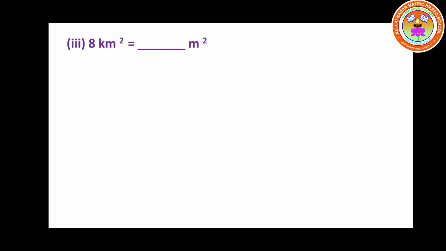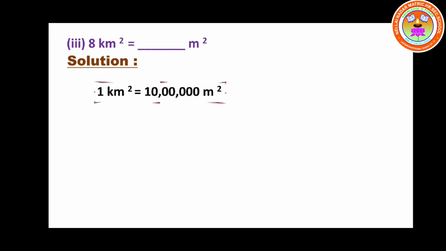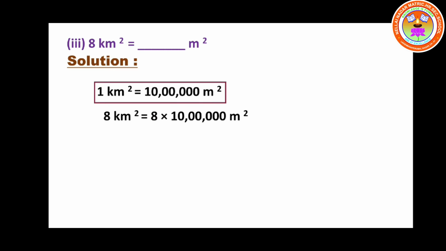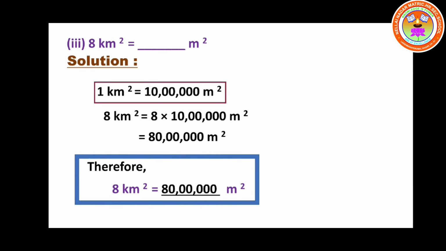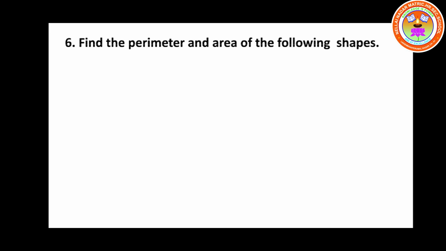Now subdivision 3: 8 kilometer square is equal to dash meter square. Solution: 1 kilometer square is equal to 10 lakhs meter square. So 8 kilometer square is equal to 8 into 10 lakhs. So you'll be getting 80 lakhs meter square. Therefore, 8 kilometer square is equal to 80 lakhs meter square. Now let us move on to the next problem. Problem number 6.